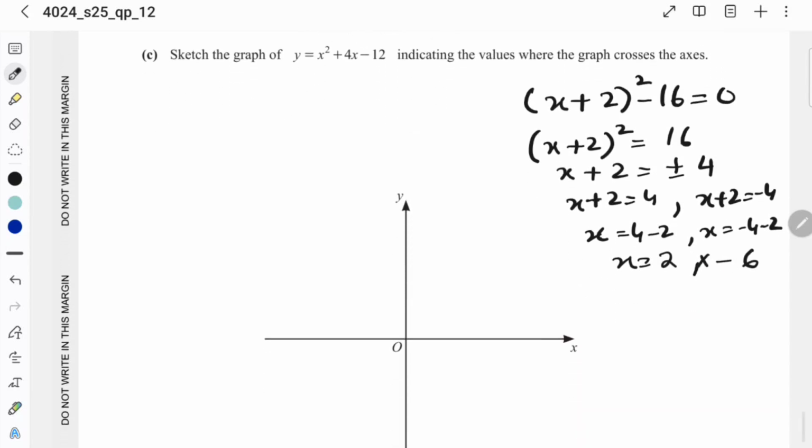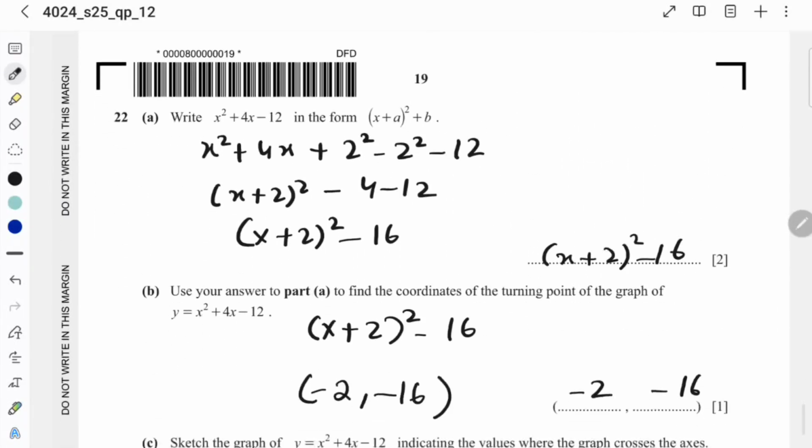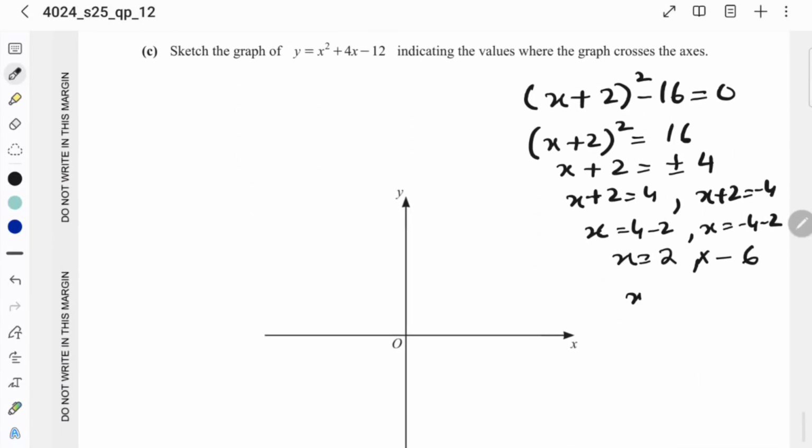So they are the x-intercepts. And for the y-intercept, look at the equation: x squared plus 4x minus 12. It means minus 12 is the y-intercept.